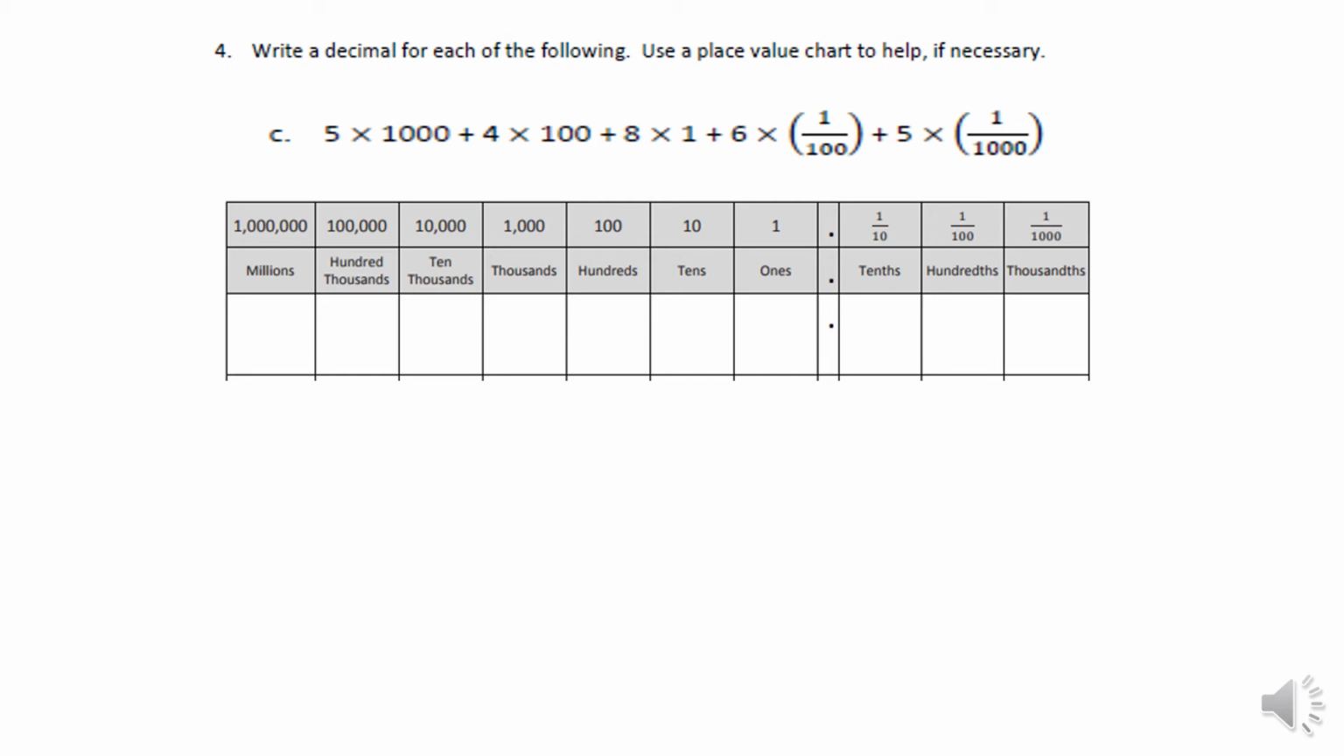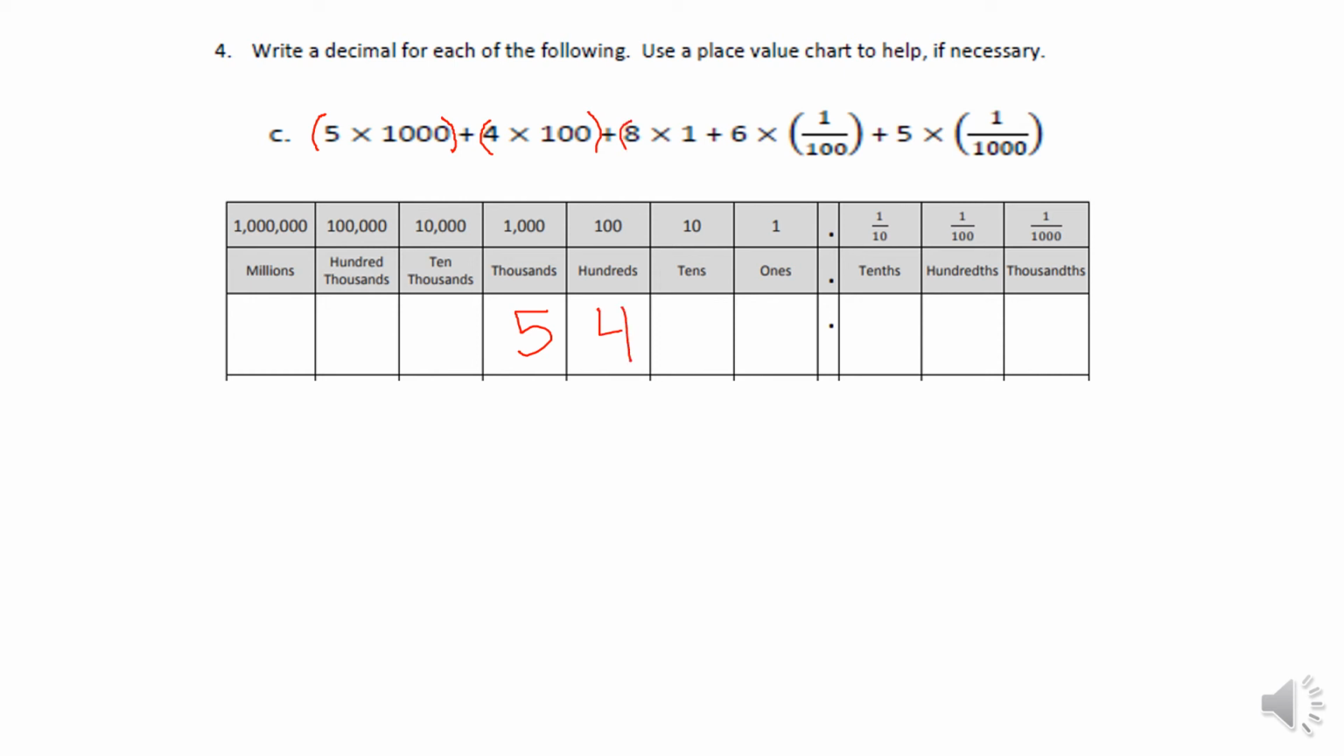Okay, I kind of like putting parentheses around my place values at this point. This is 5 times 1,000, or 5 in the thousandths position. So I'm going to find my thousandths position. I'm putting a 5 there. Here's a 4 in the hundredths position.